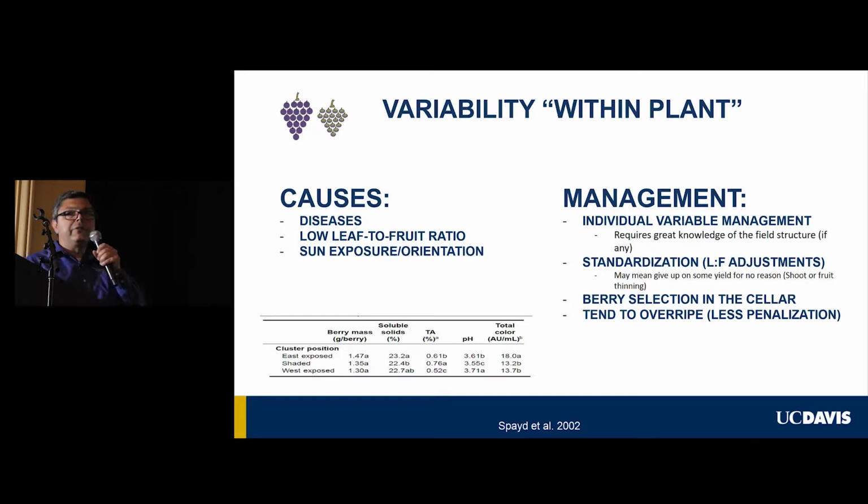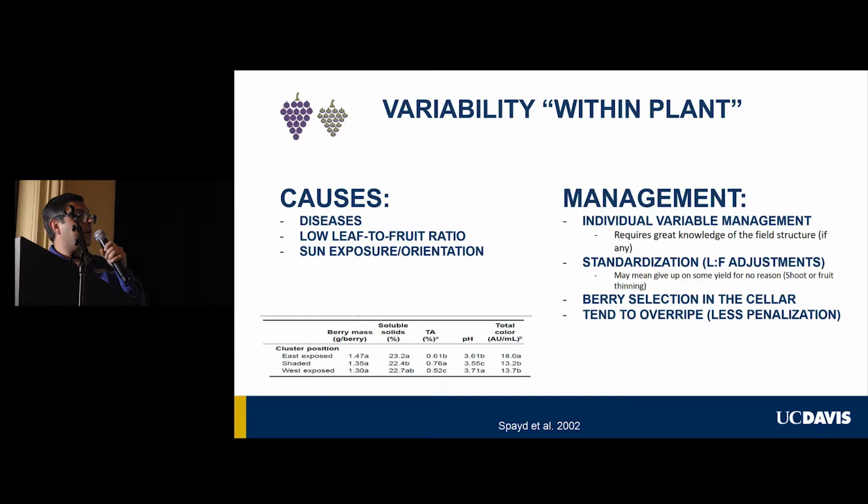Shaded berries, as we all know, are not going to accumulate a whole lot of color. They're going to have a somewhat low pH and a greater amount of total acidity. But what we're dealing with these days, with the changing of the climate in the north coast of California, is almost too much exposure that's degrading this color. Again, individual variable rate management can be applied to deal with this variability within the plant.